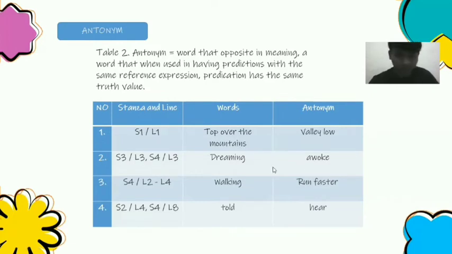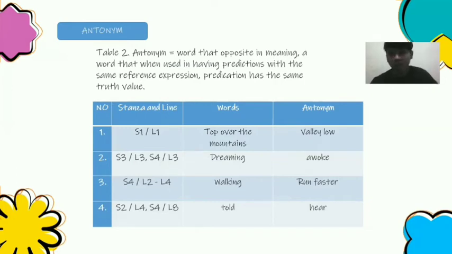And then the next is dreaming. The word dreaming, I found it opposite meaning with the word awoke. Dreaming here means like memimpikan atau menghayal. And then the antonym here that I found is awoke, which means terbangun atau tersadar. Okay, you can find it in stanza 3 for the dreaming in line 3, and then for the awoke in stanza 4, line 3.